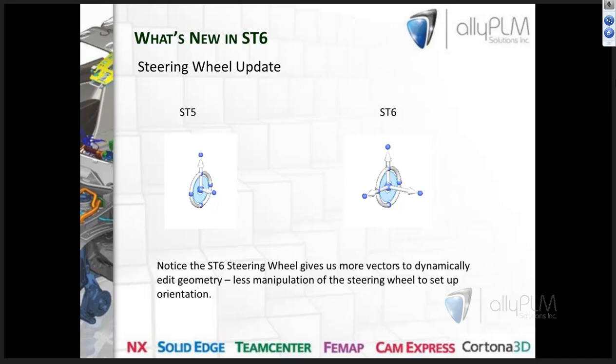Another mentionable item here is the steering wheel update. You see on the left a screenshot of the ST5 steering wheel, which we use with synchronous technology and some other move tools. And on the right you see the new ST6 screenshot. It gives us more vectors or axes to dynamically edit the geometry. Basically this allows you to directly click one of those vector directions, and maybe not spend as much time manipulating the steering wheel to get a certain axis to move about.